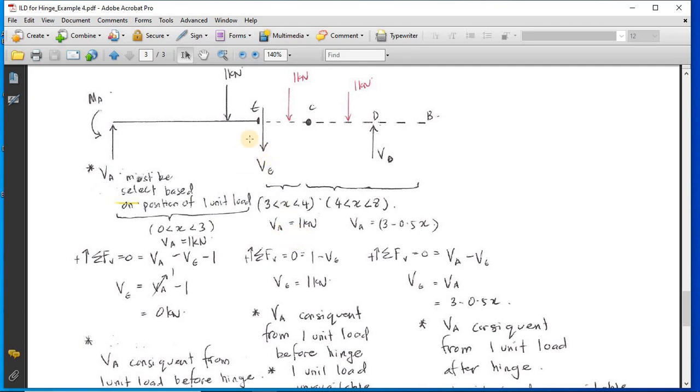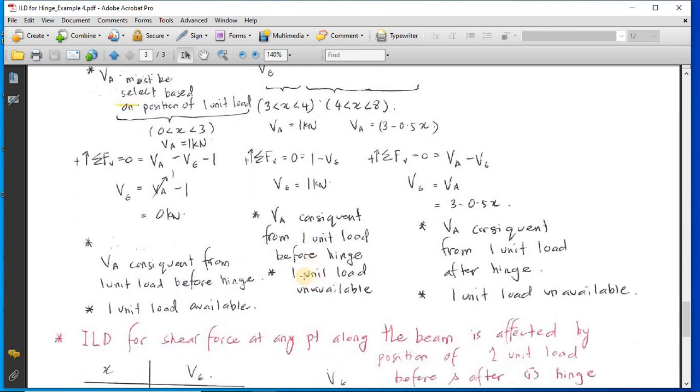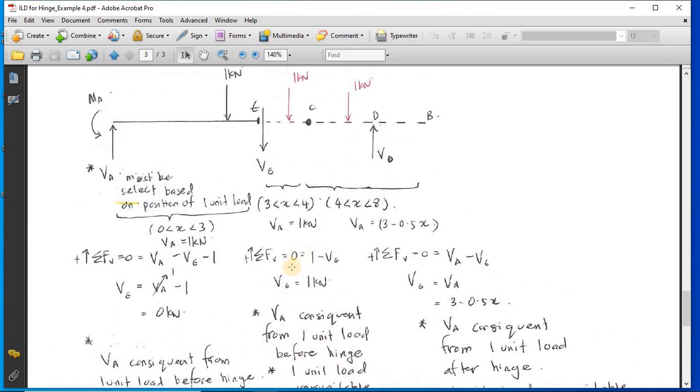But here, the diagram that you need to consider in order to get the equation of VE remains the same. So this diagram A to E, but the 1 unit load is no longer in the diagram. So I have noted here the 1 unit load is unavailable, and the VA is a consequence of the 1 unit load before the hinge. Okay, so what is the equation?